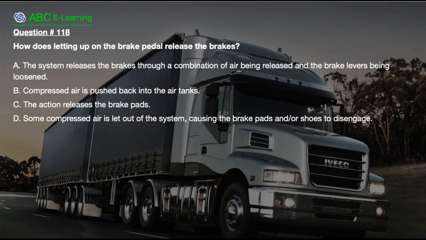Question number 118. How does letting up on the brake pedal release the brakes? A. The system releases the brakes through a combination of air being released and the brake levers being loosened. B. Compressed air is pushed back into the air tanks. C. The action releases the brake pads. D. Some compressed air is let out of the system, causing the brake pads and or shoes to disengage.